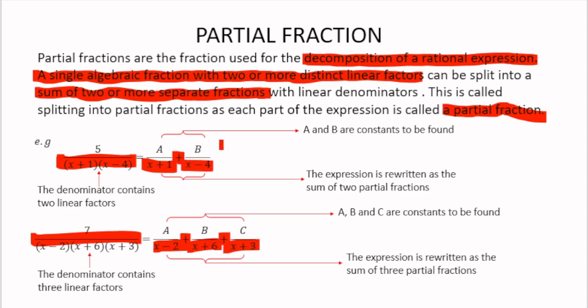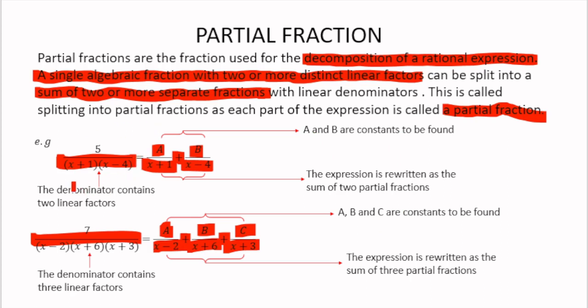If you look at the illustration here, it says A and B are constants to be found. So for partial fractions, after splitting our expression into the sum of two separate fractions, we have to look for the constants A and B. That's if we have two distinct fractions. Then if we have three linear factors, we'll be looking for A, B, and C. So here, A, B, and C are constants to be found. Above, A and B are constants to be found.